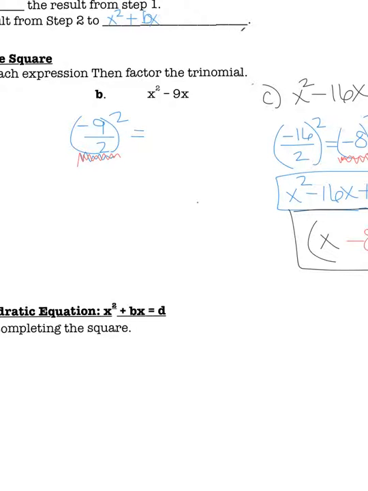Negative 9 times negative 9 is 81. 2 times 2 is 4. So we're going to add 81 over 4 to make it a perfect square trinomial. So we have x squared minus 9x plus 81 fourths. Now when we factor it, we're going to have x and we're going to have a square. What we put in the middle would be the negative 9 halves. So it'll read x minus 9 halves squared.